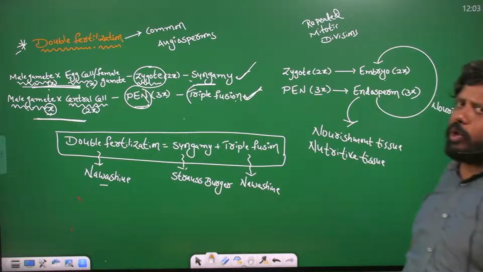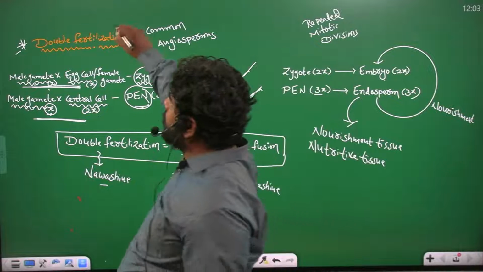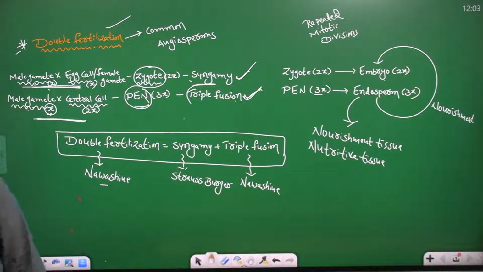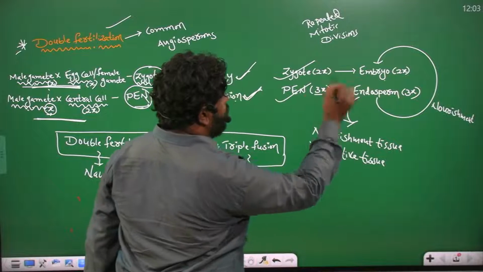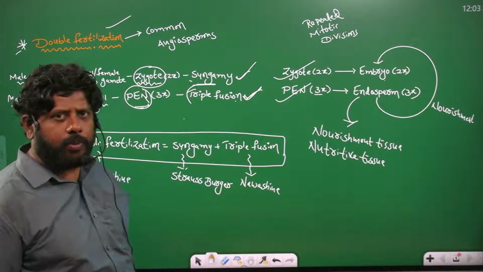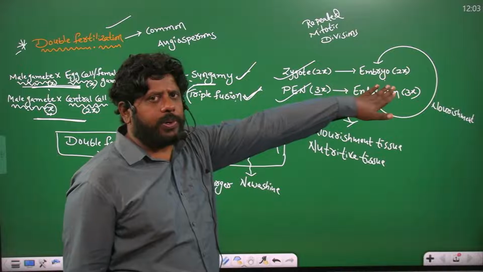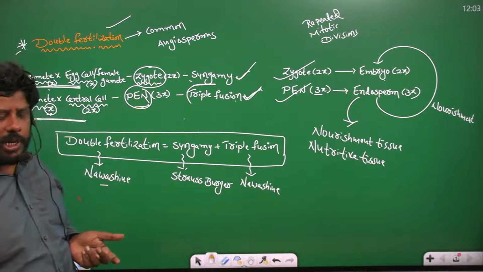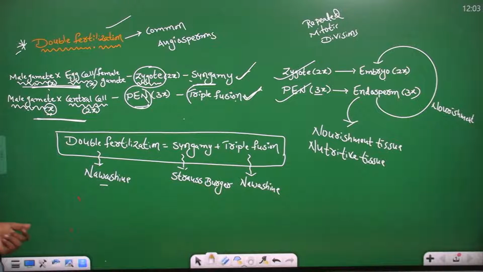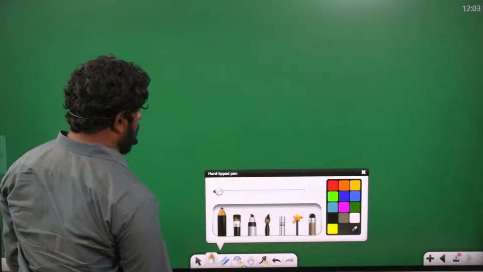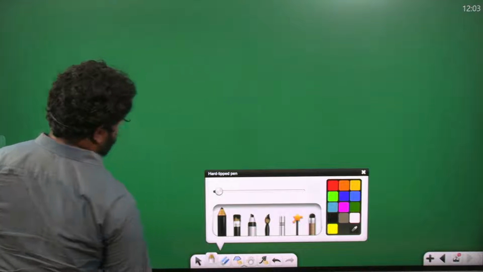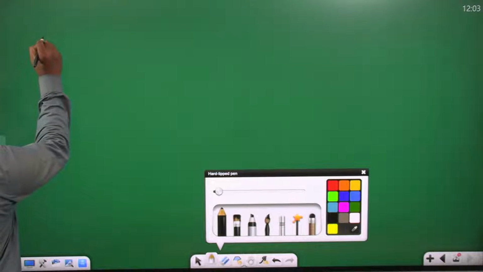So this is the information related to double fertilization. Very important topic in sexual reproduction in flowering plants. So what happens next stage? Zygote developed into embryo, PEN developed into endosperm. How zygote developed into embryo, now we will discuss in the next topic, embryogenesis.